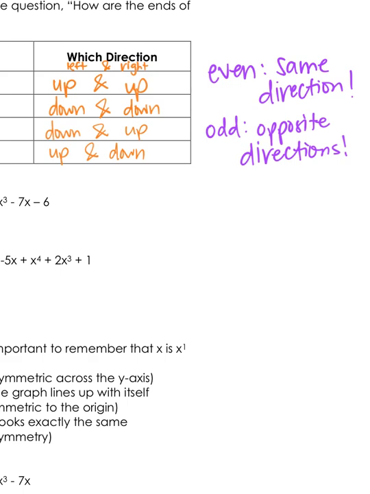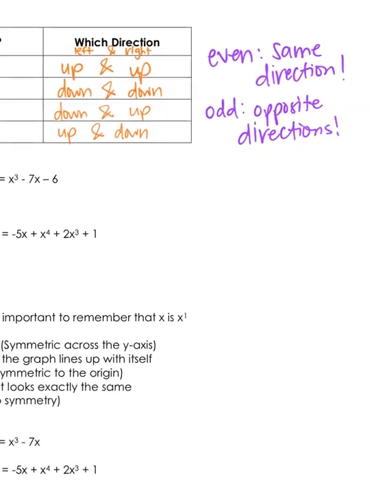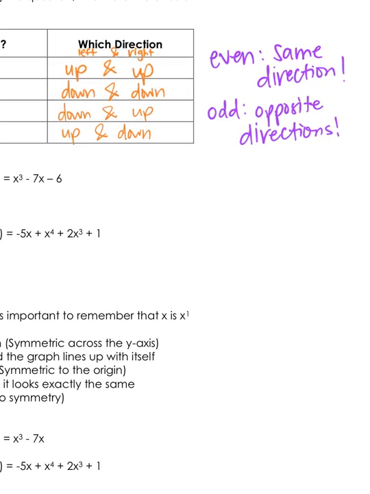Another pattern that I noticed is that for the right side, whatever the leading coefficient is determines how it moves. If my leading coefficient was positive, the right side moved up. If the leading coefficient was negative, the right side moved down. So we are looking at the degree, and then the leading coefficient tells me how the right side moves.